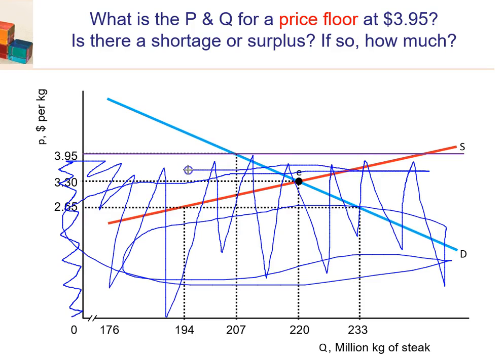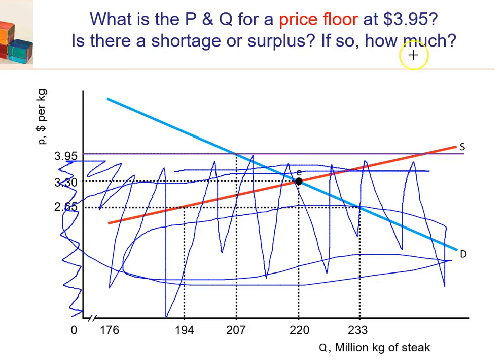Now the question is, what's going to be the price? Well, the price, after we eliminate all those prices below $3.95, will be $3.95. So this is an example of a binding price floor. Because without the price floor, what's the price? That's right, the equilibrium price would be $3.30. So this price floor does have an impact. It does cause us to move away from the equilibrium price of $3.30. The new price will be $3.95.